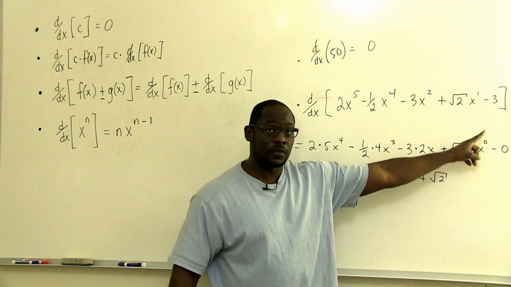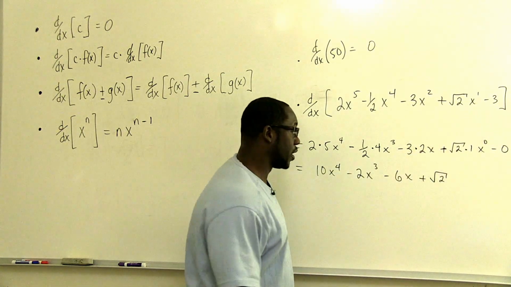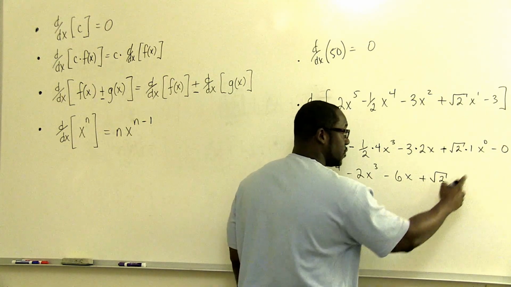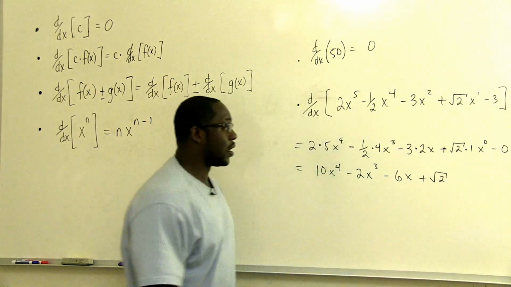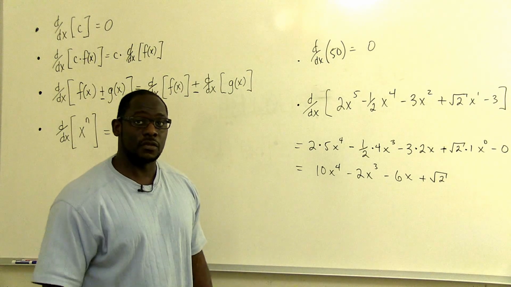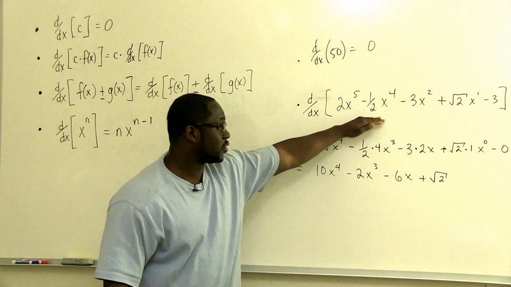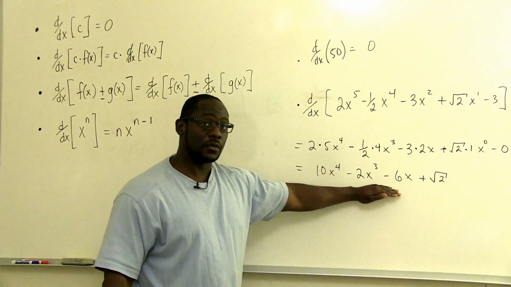And we know that anything raised to the 0 power is equal to 1. So that would just be square root of 2 times 1, which is just square root of 2. And then, of course, our minus 0 at the end, so we don't need to write that. And so if we were doing a derivative of this particular polynomial, this is what it would be.